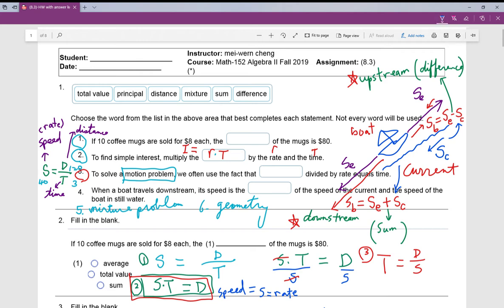And the number 4 is talking about downstream and upstream. So I just talk about it right now. And we have a mixture problem. Mixture problem, when we have the question, I will show you. And the geometry is talking about the angle. We are going to have to see this type of word problem in this section.